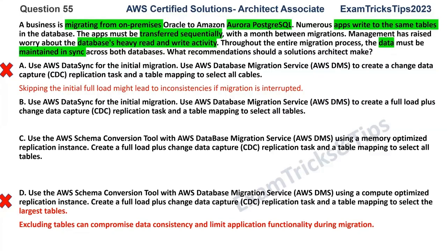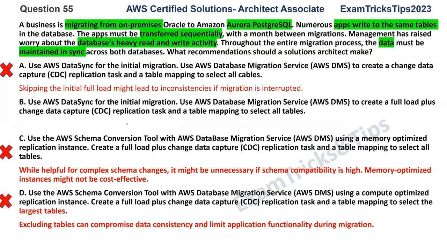The next one, let's see option C. It says use the AWS Schema Conversion Tool with AWS Database Migration Service using a memory optimized replication instance, which is similar to option D, but just a different type of instance. Instead of compute optimized, we are talking about memory optimized. And create a full load plus CDC replication task and a table mapping to select all tables. Now, while helpful for complex schema changes, it might be unnecessary if schema compatibility is high. A memory optimized instance also might not be very cost effective. So this is not a correct option, and we rule that out.